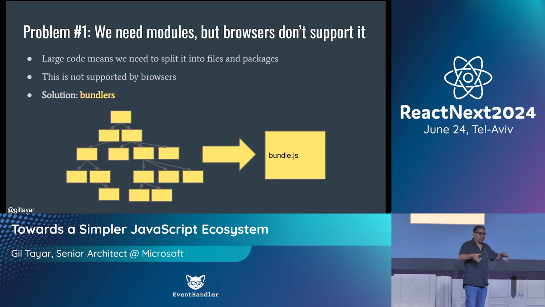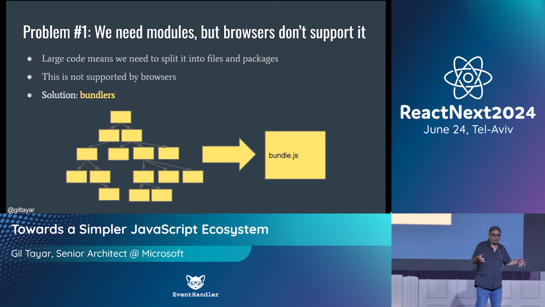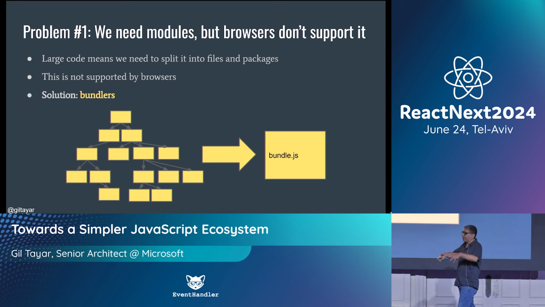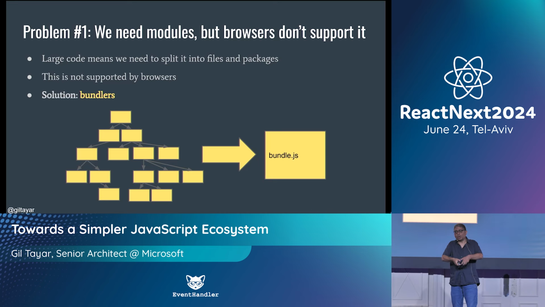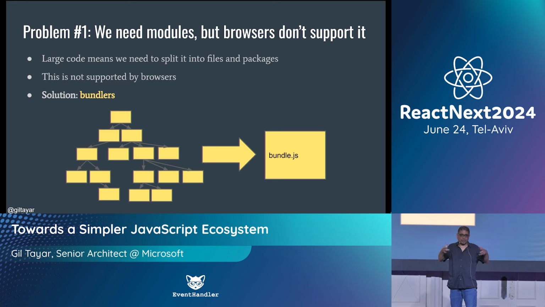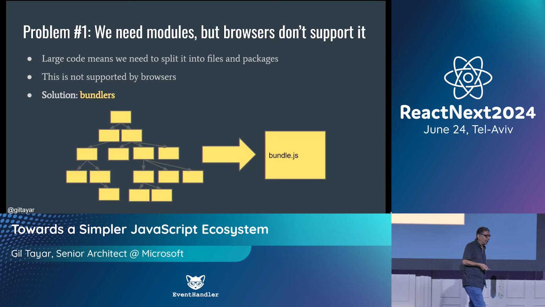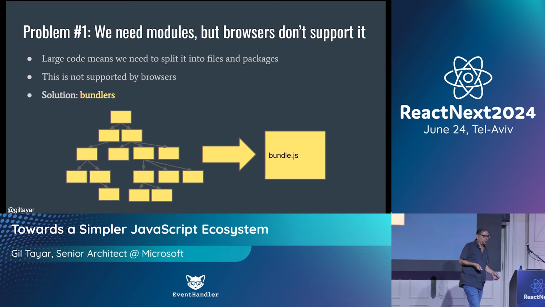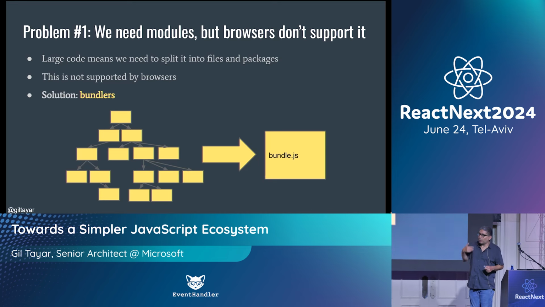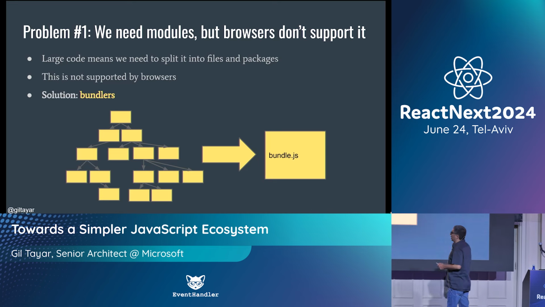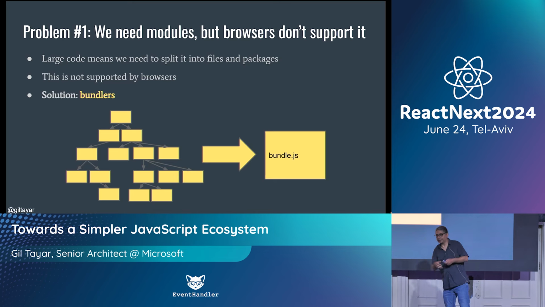If you take Java, if you take Node, you can break apart your app, and Node or Java or C# or Python know how to use all these files together. The browser doesn't know how to do that. So the solution we found was something called bundlers: Webpack, Vite, others.